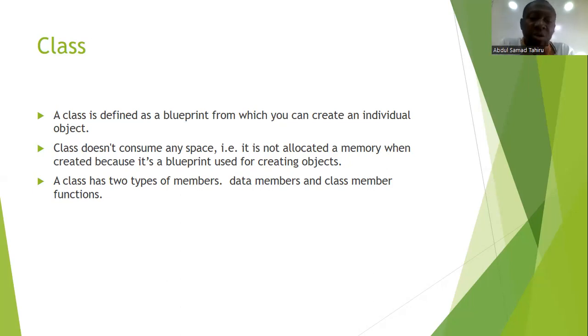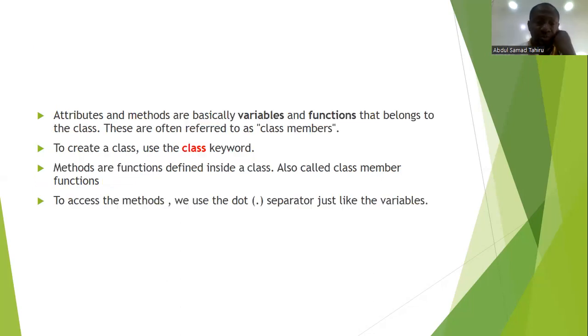A class has members, and the members are of two types. We call them data members and class member functions. The data members are also called attributes, and the class member functions are also called methods. So they are basically variables and functions that belong to the class. These are often referred to as class members.